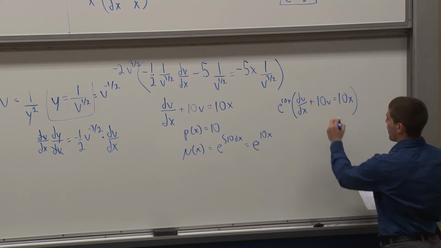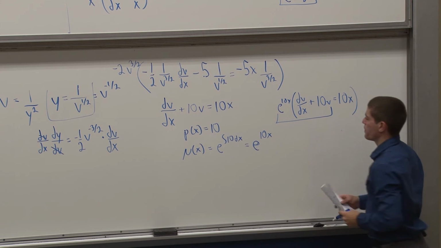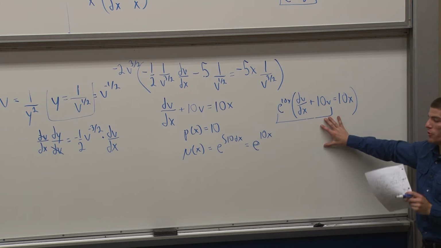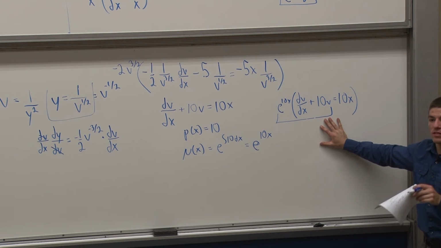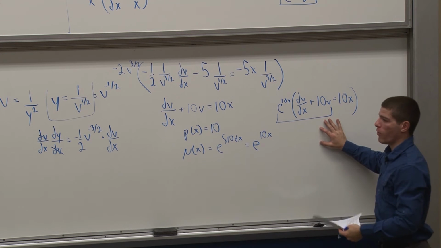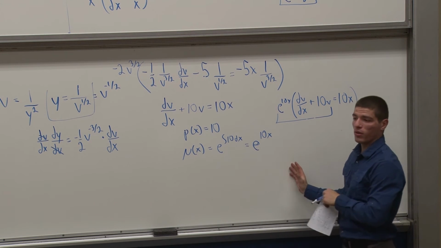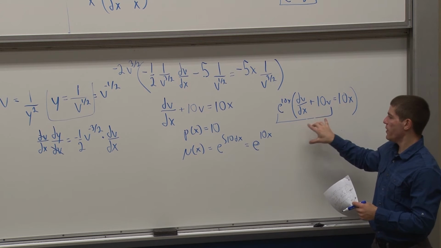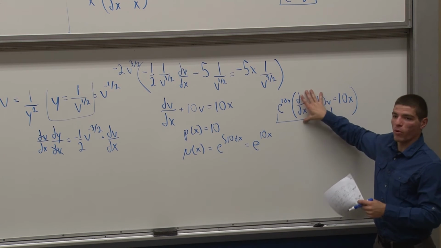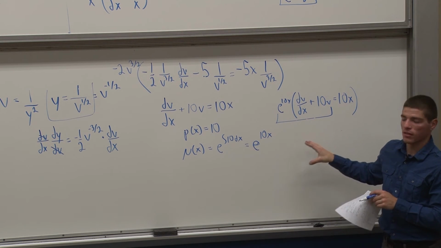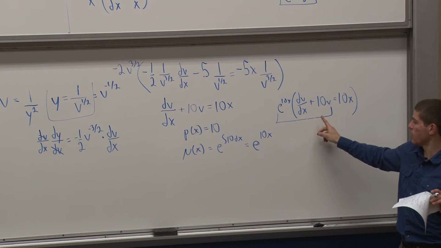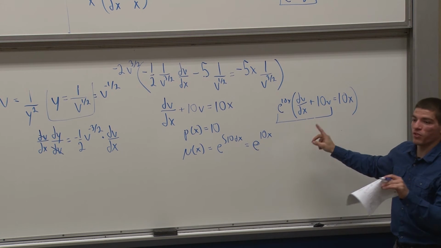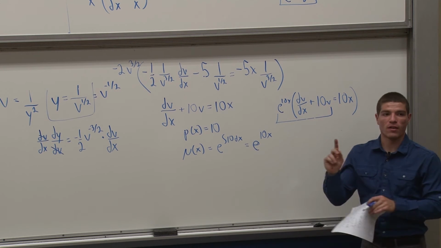So now we can say this entire left side of the equation is going to be equal to the derivative of mu of x times y. Just like I said before, and I always remember that for Bernoulli and linear, that the left side of the equation, once multiplied by mu of x, equals the derivative in terms of x of mu of x times y, or v in this case.